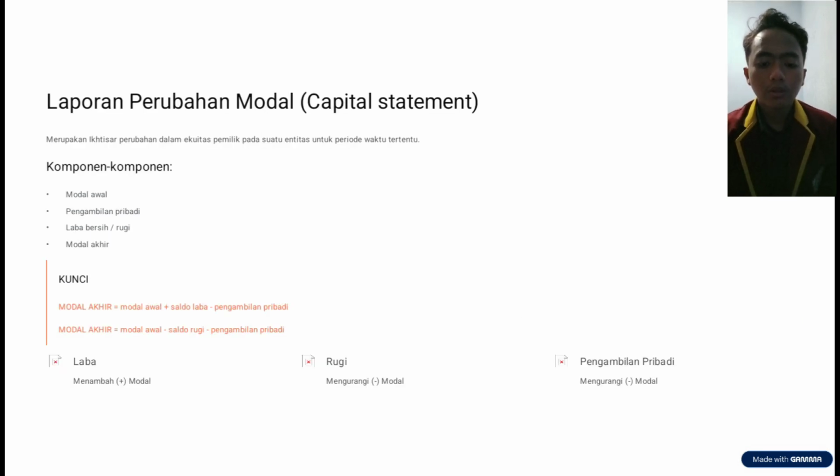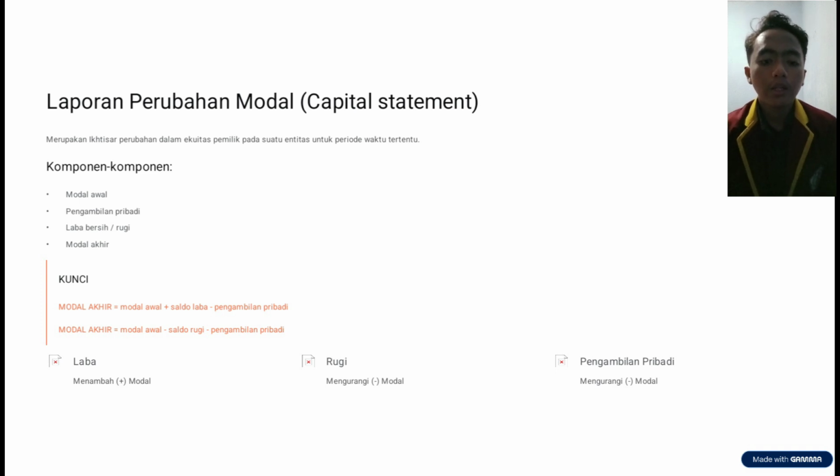Now let's talk about the capital statement, or in Indonesian, Laporan Perubahan Modal. This report is a summary of change in the owner's equity during a specific period of time. It usually includes several components: the beginning capital, owner's withdrawals, net income or loss, and ending capital.